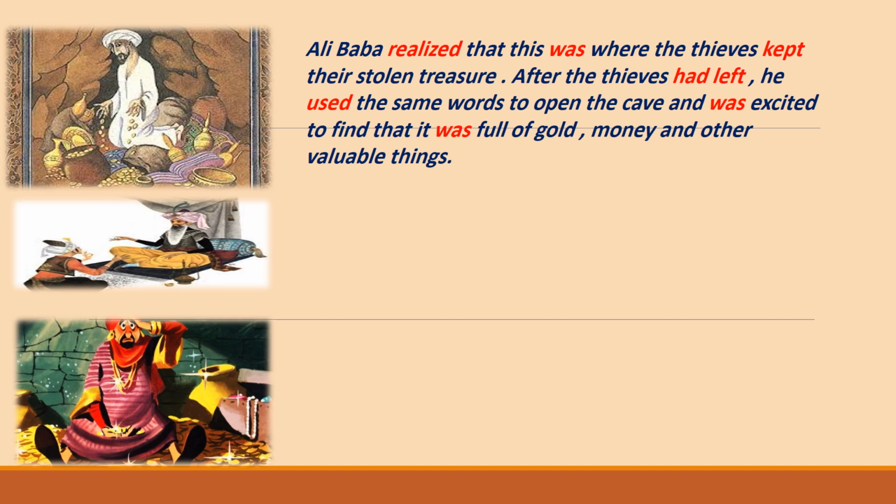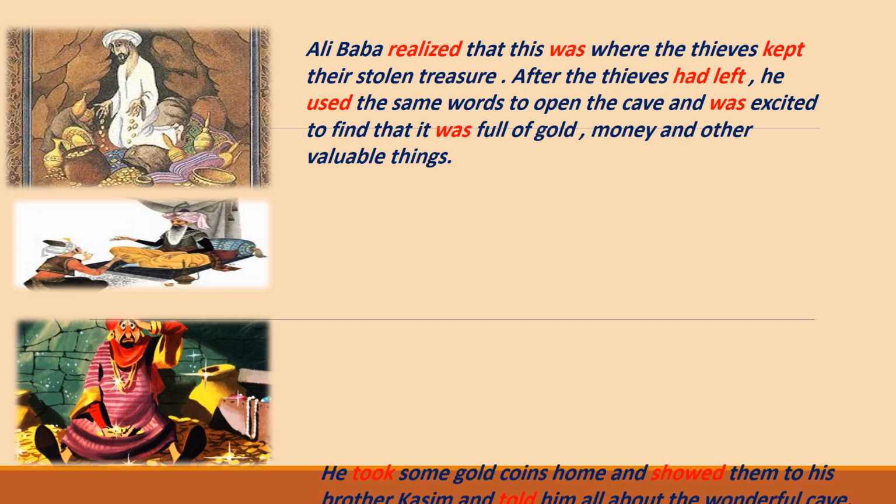Ali Baba realized that this was where the thieves kept their stolen treasure. أدرك علي بابا أن هذا المكان حيث احتفظ اللصوص بالكنز المسروق. After the thieves had left وبعد أن غادر اللصوص he used the same words to open the cave ليفتح الكهف and was excited to find that it was full of gold, money and other valuable things. وكان مندهشا عندما وجد أنه مليء بالذهب والمال والأشياء القيمة الأخرى.